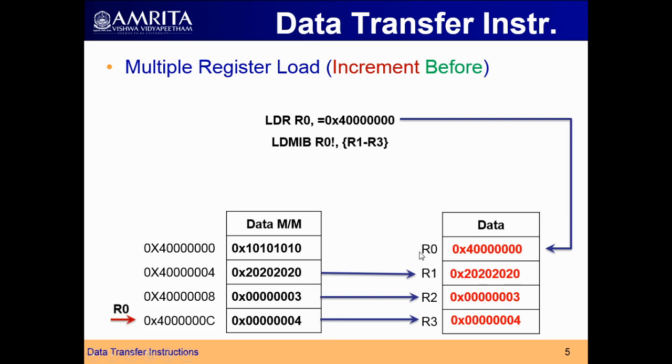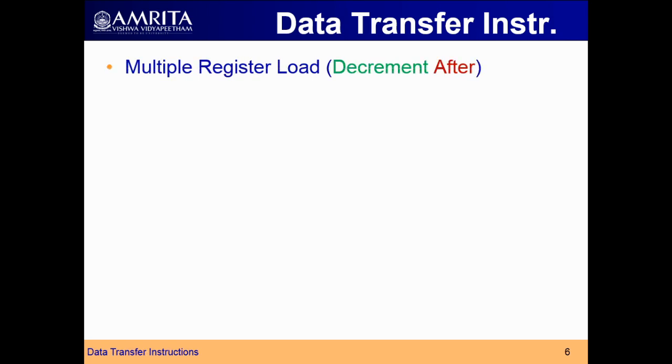And what will happen to the address pointer R0? It will get pointed to 400C, because now you can see the address pointer is pointing to this location. So it will be updated with 400C, right? Any doubt? So this is regarding the increment before addressing mode.